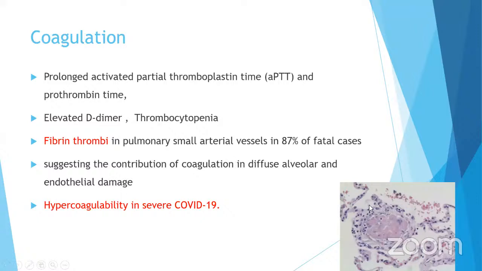This is a fibrin thrombi in alveoli. Okay, small vessels having fibrin thrombi. This is alveoli. Okay, suggesting that hypercoagulability occurs in severe COVID-19 infections because of the diffuse endothelial cell damage.